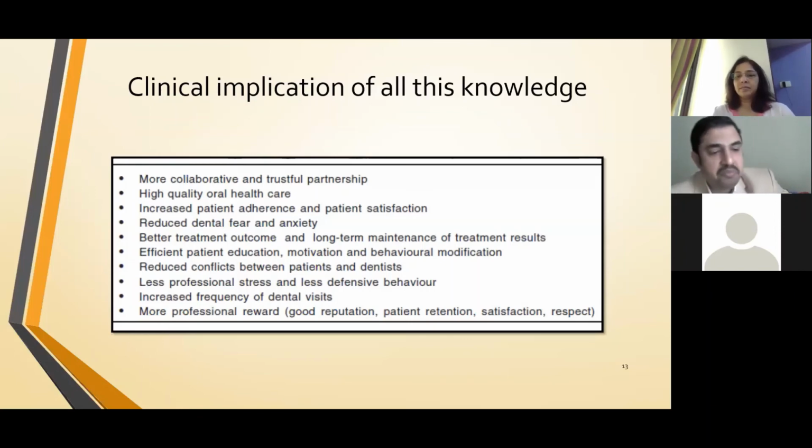So just take a few. Reduce dental fear and anxiety. Reduced conflicts between patients and dentists. What that basically means is, you want to do a root canal, he wants to have an extraction. All right, so we have to balance this out.